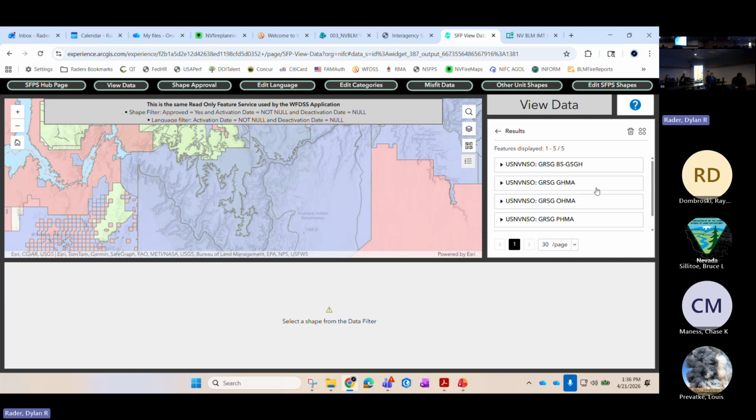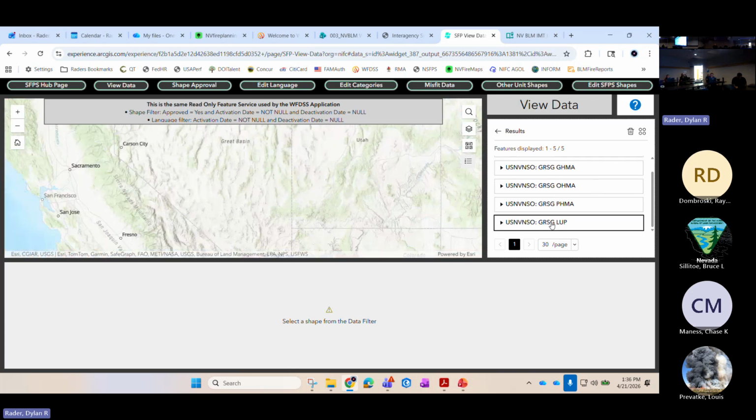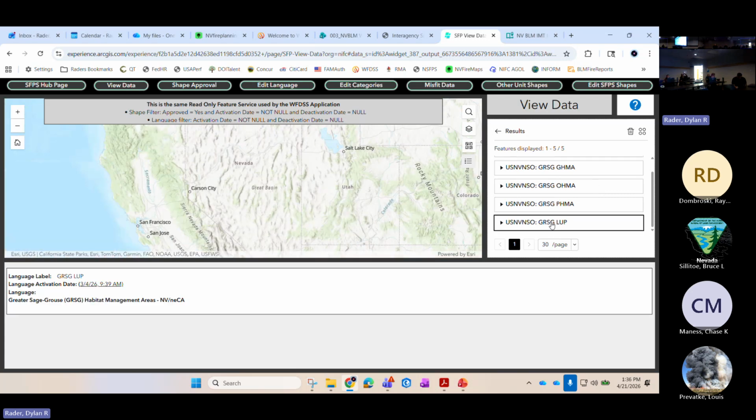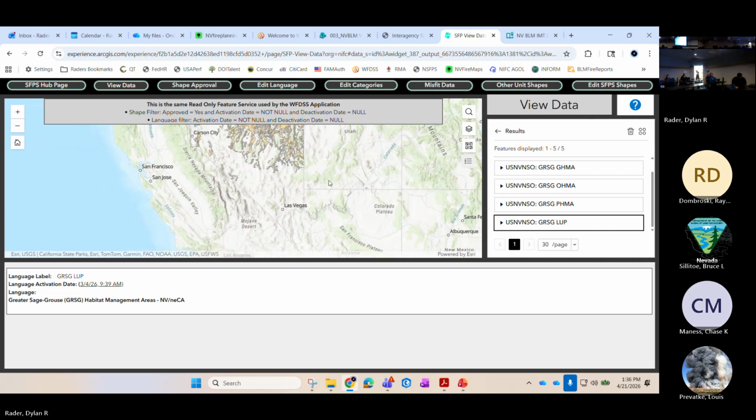And in this case, I'm going to show this one because, if I remember right, you guys now have sage-grouse habitat on Southern Nevada District now? I know on ATTR we do. Yeah. So you guys are a sage-grouse district now.